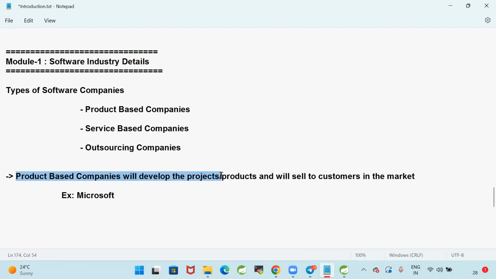Product-based companies will develop the projects or products and will sell to customers in the market. Examples: Microsoft, Google, Amazon, Samsung, Dell, HP, etc. Oracle company is also available. That is also a product-based company. Such kind of companies are called product-based companies.